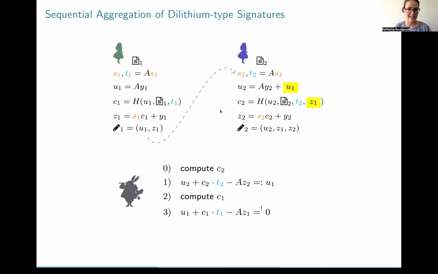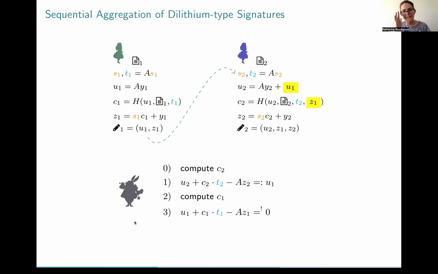equation. And then the rabbit, once they obtain U2, Z1, and Z2, they can first recompute the challenge C2 because they have access to all the elements here. And once they know U2, they can recompute the shift U1 by the verification equation. And once they have U1, the rabbit can recompute Z1, which they now have all the information for, and then they can check that the original equation is a valid signature.